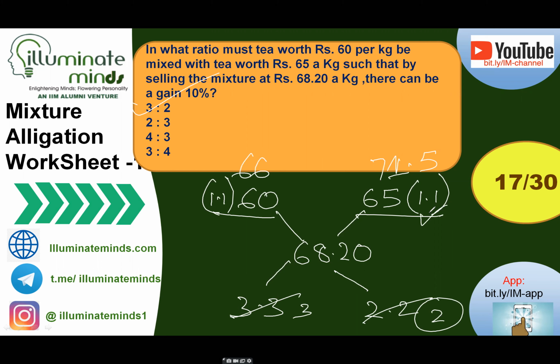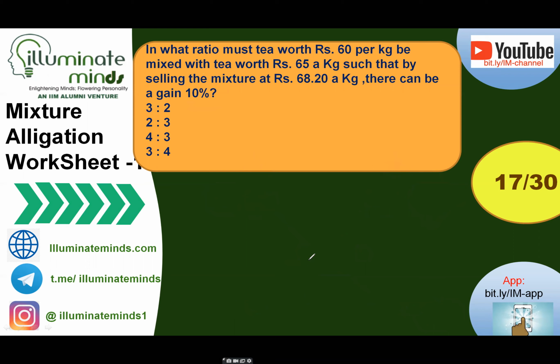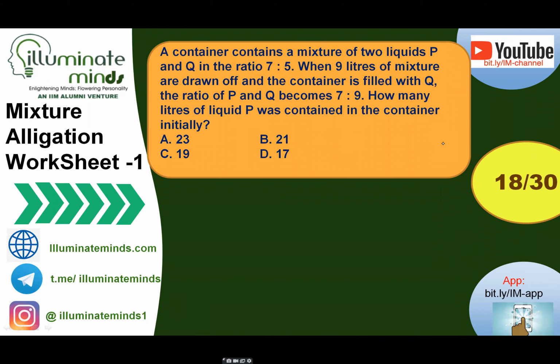I hope it's okay, and I hope all of you are sure about why 1.1, because of the 10% gain. So this time I have done selling price and selling price equivalent. Is this okay, guys? Fine. Let's move to question number 18.